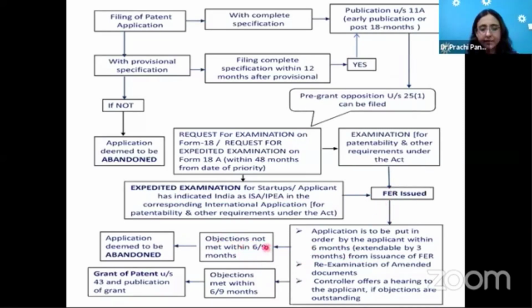So if you are answering or amending your application within 6 months, then the grant of patent will happen. If you are not meeting the objections or not amending your patent application, your application will be deemed to be abandoned again. So this is a brief process of patent filing.